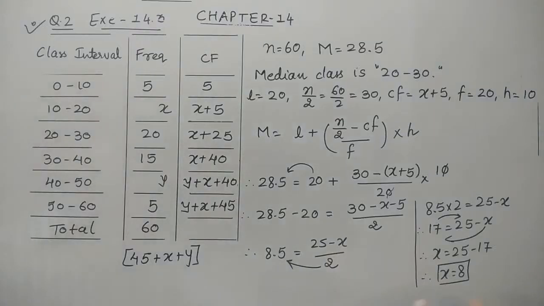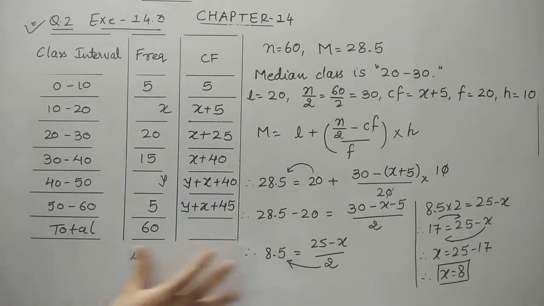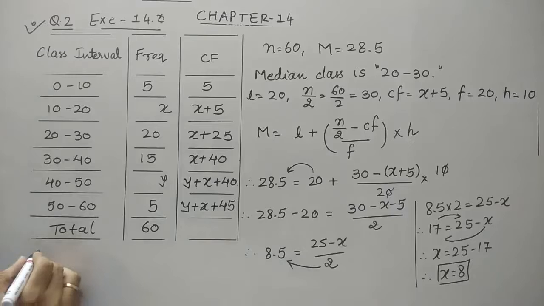So far we have only found x. One more variable is left to find out, and that is y. Now let us see how we can find y. As I told you previously also, we are going to use the sum of frequencies, which is given as 60. So let me note it down here.